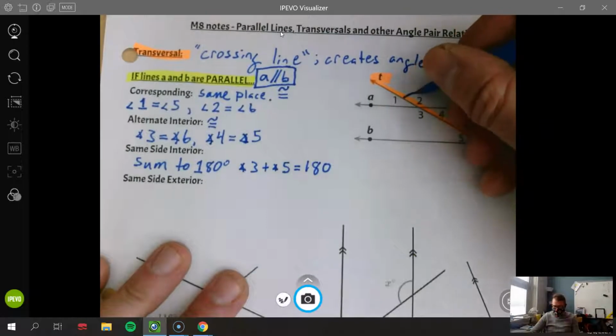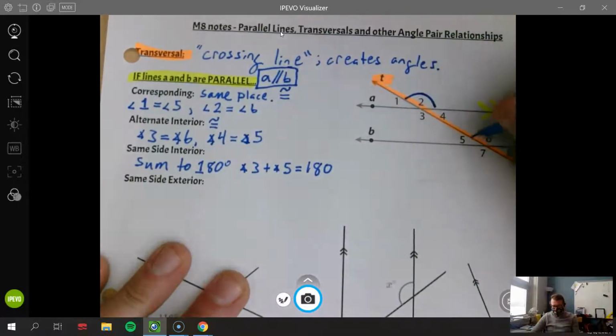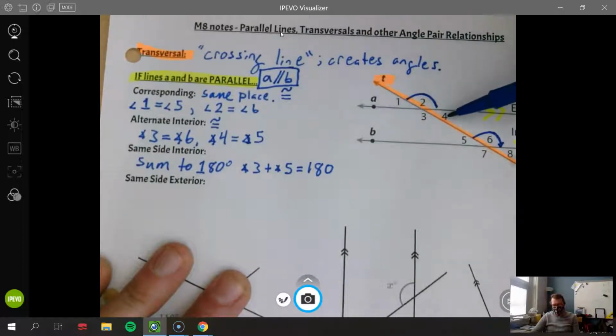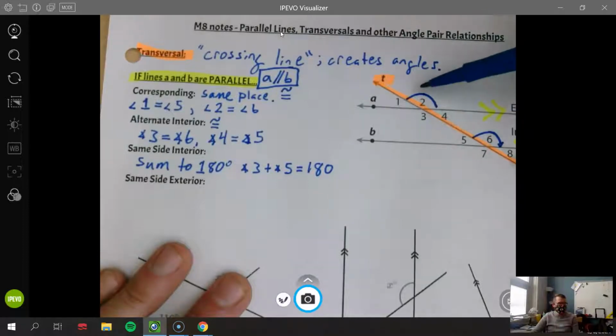Well, we already said that angle 2 is the same as angle 6. And we know that if we look at angle 2 and angle 4, what do they together make? 180, because it makes a straight line. So if 2 is the same as 6, then 4 and 6 would also make 180.